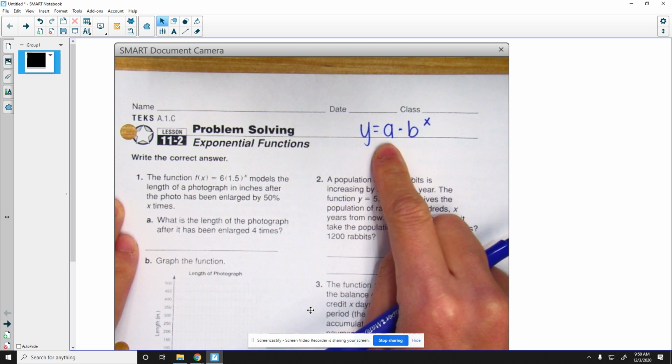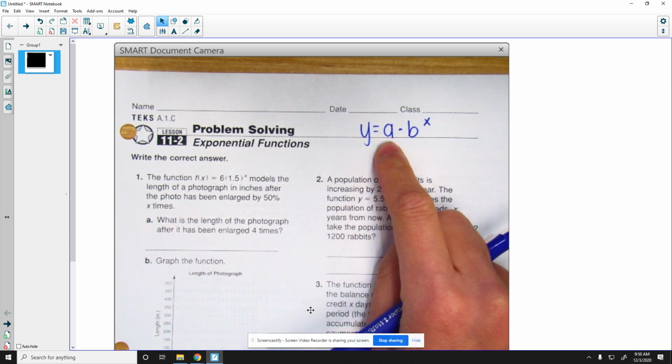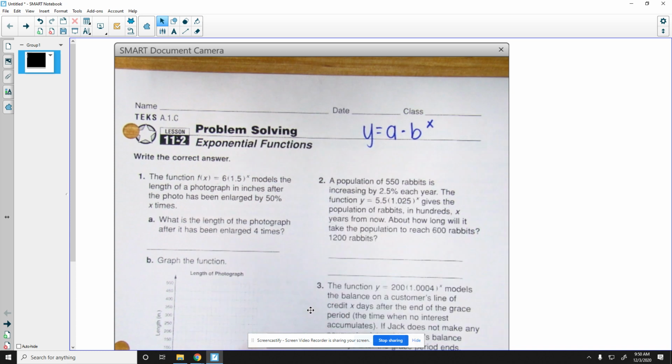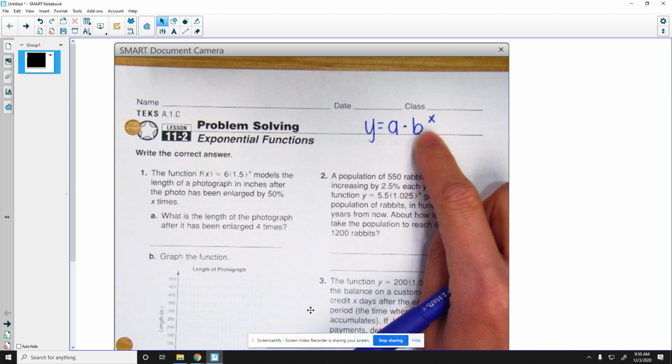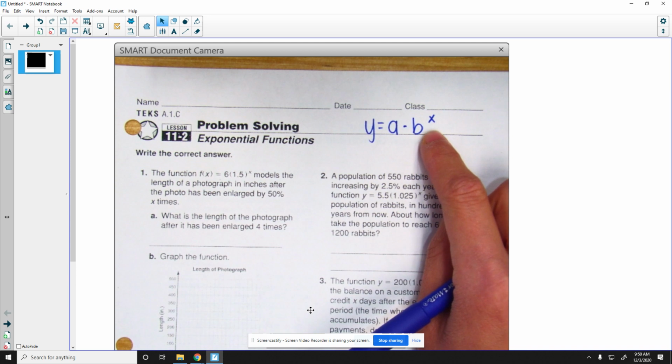Remember, a is always going to be your initial value or your y-intercept, but they never say y-intercept because you have word problems. So they'll say something in terms of a real life situation. And then b is going to be your multiplier, like how much are you multiplying by?